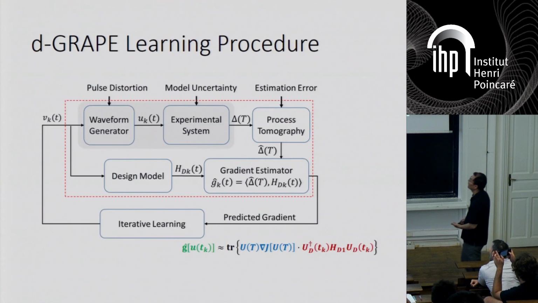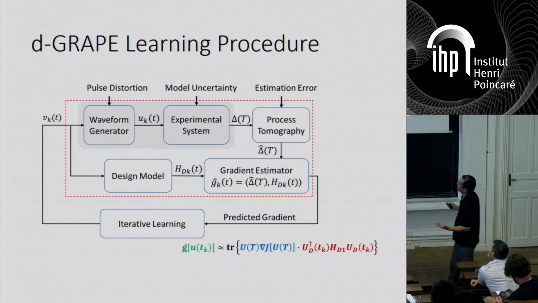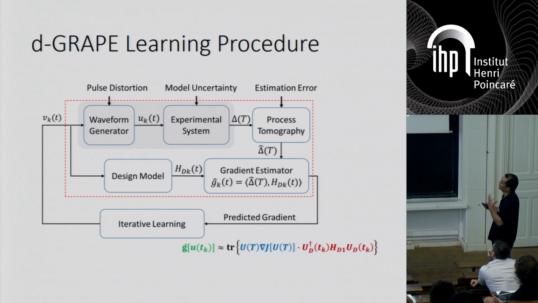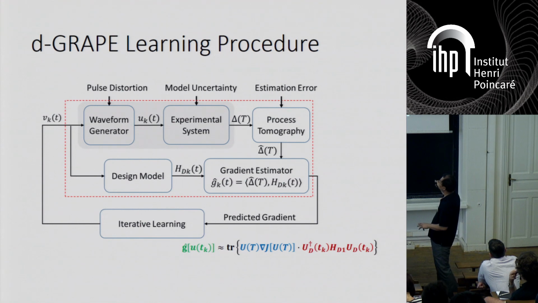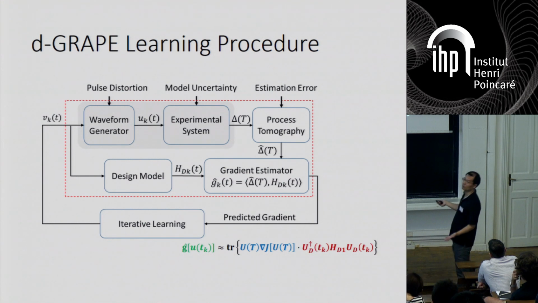So the basic idea is that my system has some kind of distortion, a lot of model uncertainty, but I can do tomography. When I use the gradient algorithm, one part I use tomography to get the error signal, and one part I use a design model to get another component used for the gradient estimation. Then I get a gradient estimation and use it for iterative learning.